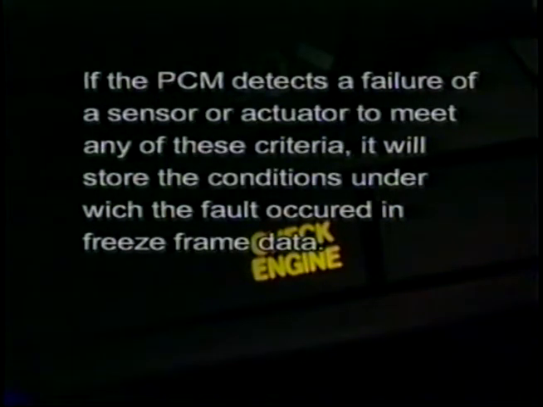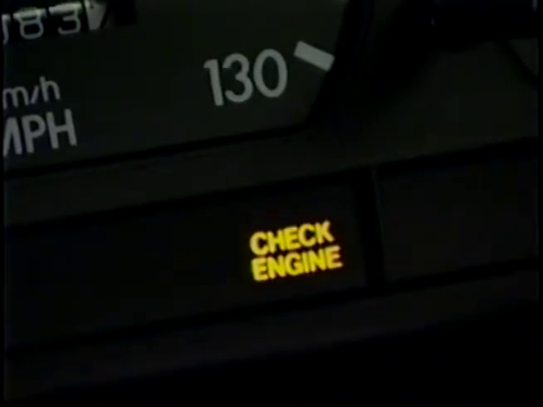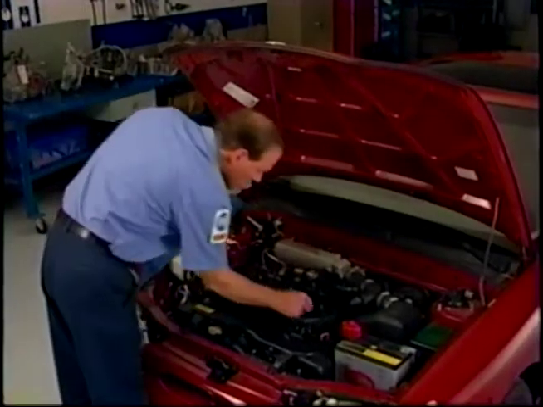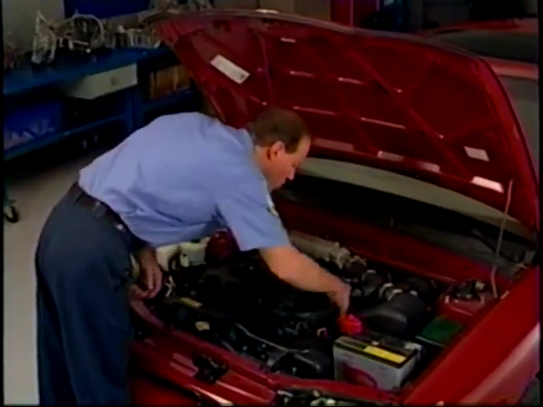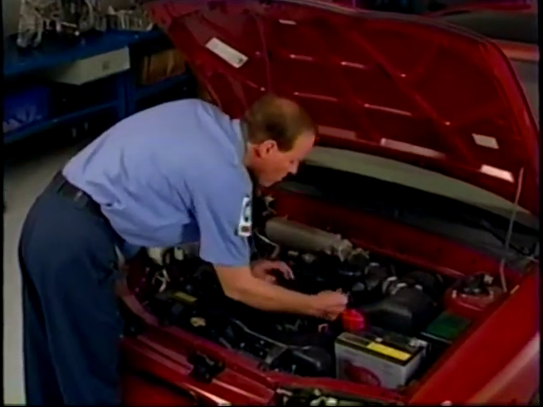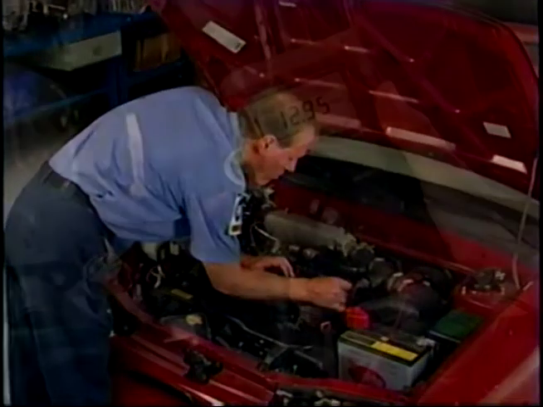If the PCM detects a failure of a sensor or actuator to meet any of these criteria, it will store the conditions under which the fault occurred in freeze frame data. In most cases, the malfunction indicator lamp will be illuminated on the second consecutive test failure. More often than not, the problem in a monitored circuit lies with a loose or corroded connection or a problem with power supply or ground.